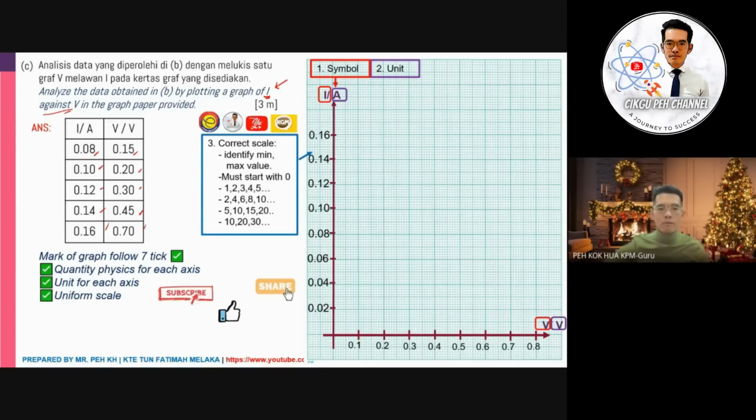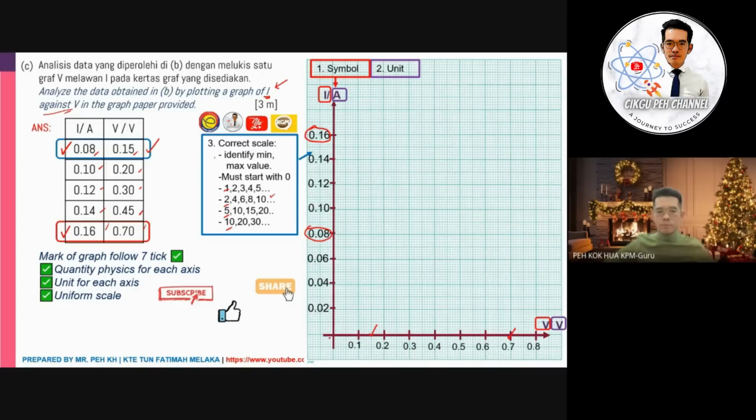Firstly, you need to cover your minimum and maximum readings in your scale. For current, the minimum is 0.08 and the maximum is 0.16. You can see my maximum 0.16 and minimum 0.08 are covered in the y-axis. Then for potential difference, the minimum is 0.15, so it will be here, and the maximum will be 0.7. Your scale must start from 0, and then use multiples of 1, 2, 5, and 10. You can see here 0.1, 2, 3, 4, 5 refers to multiple 1, and 0.2, 0.4 will be multiple 2.